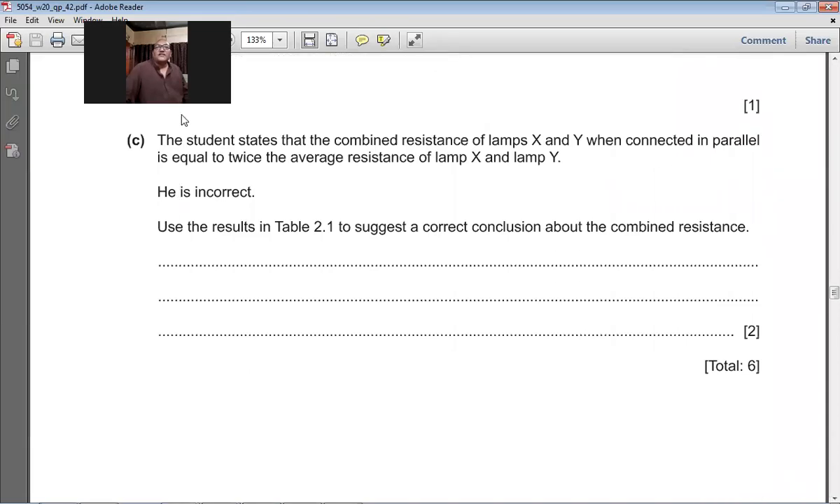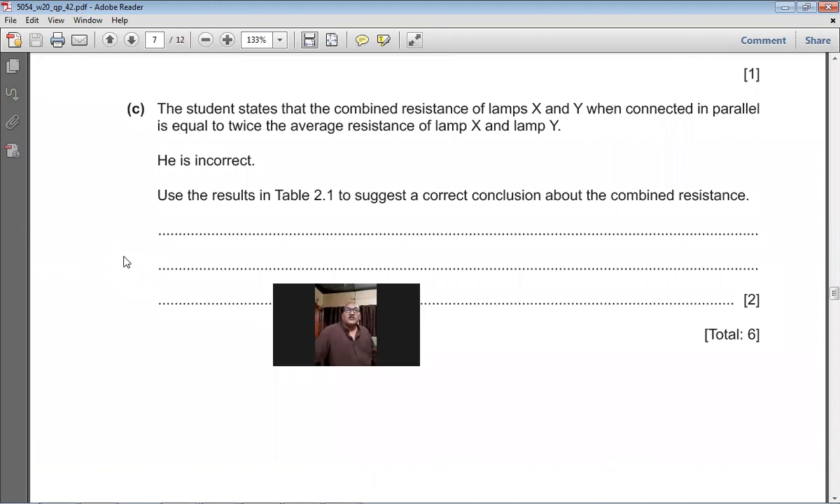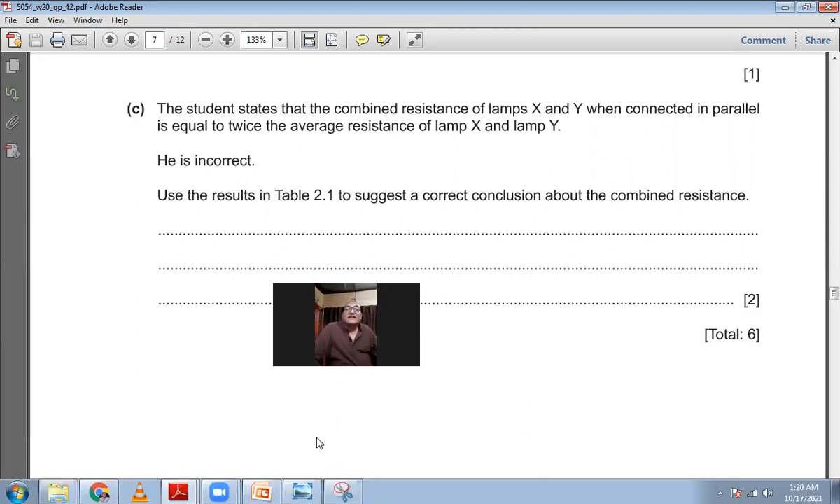Okay, so then we have the question number 2, and it's C part. He says the student states that the combined resistance of the lamp X and Y when connected in parallel is equal to twice the average resistance of the lamp X and lamp Y. Is he correct? He is incorrect. Use the results in the table 2.1 to suggest a correct conclusion about the combined resistance. It's a 2-mark question. So from the table, we have to show that his statement is incorrect.